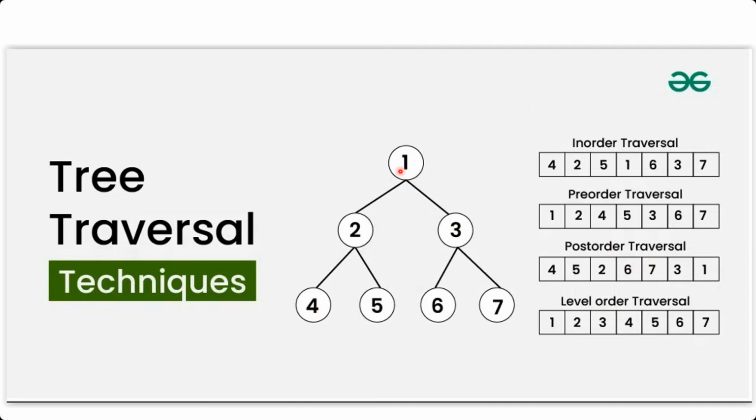Level order traversal is probably the one we would be most familiar with, where you're just starting at the top and you're doing 1 and you're going across 2, 3, and then 4, 5, 6, 7. There's different reasons why you might use one over another.